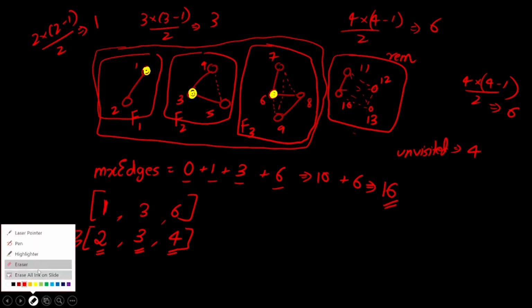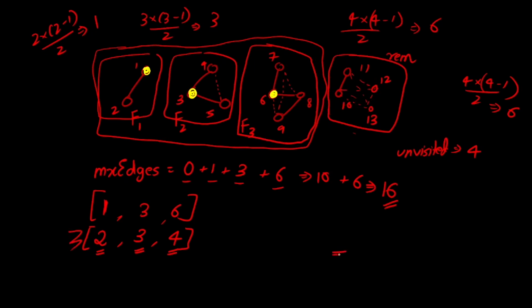Now how to decide which family to connect? That's the second condition. It's pretty obvious that you have to go to the family which has the maximum number of nodes, right? Because suppose I selected family 1. Now 11 would be connected to 1, and 11 would be connected to 2. Like you just added 2 more edges. Similarly, 12 will be connected to 2, 10 will be connected to 2, 13 would be connected to 2.